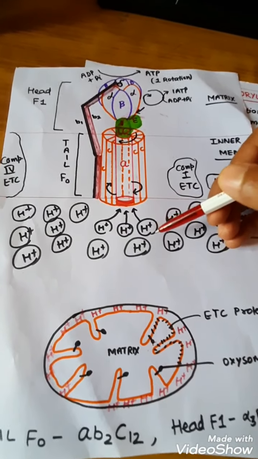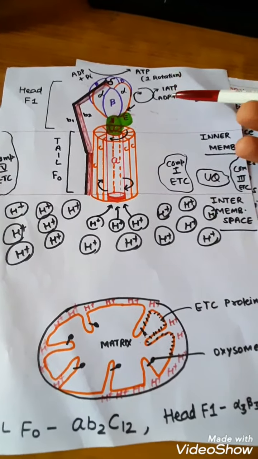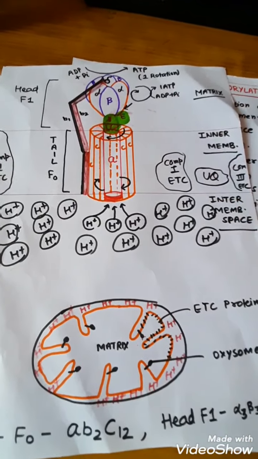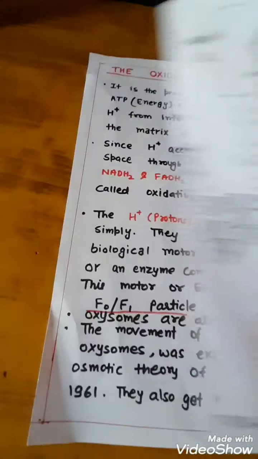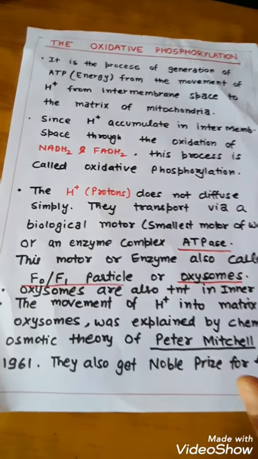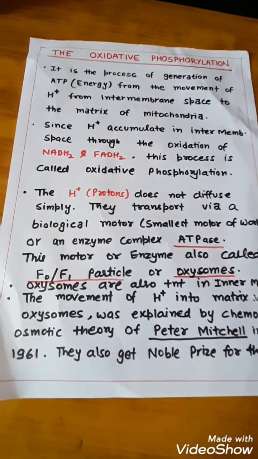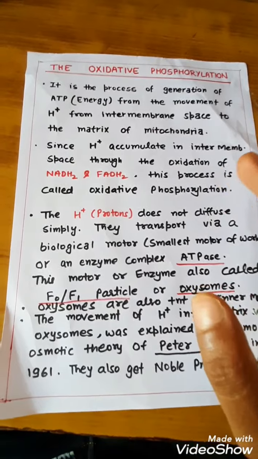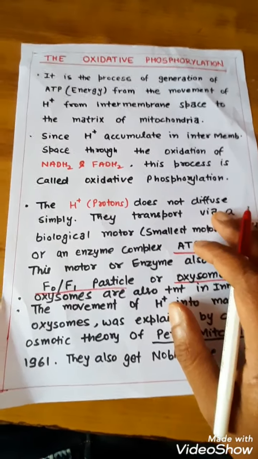The movement of the protons from the intermembrane space to the matrix of the mitochondria via this biological motor was explained by a scientist, Peter Mitchell. He termed it the chemiosmotic hypothesis or the chemiosmotic theory. So let's just start with the mechanism of oxidative phosphorylation.